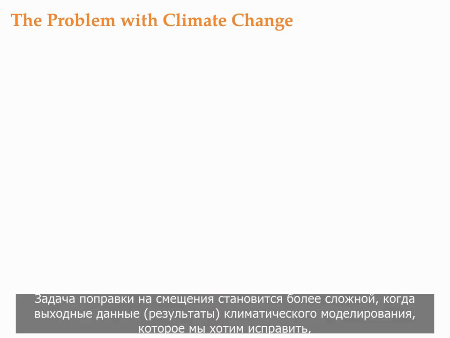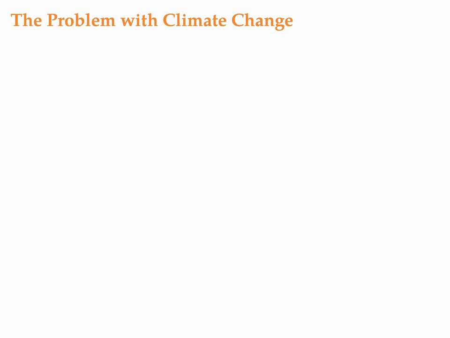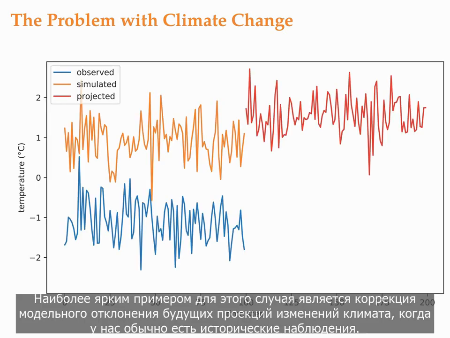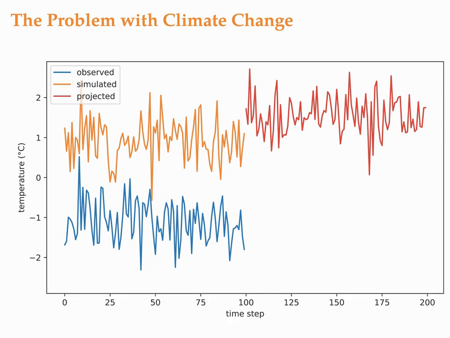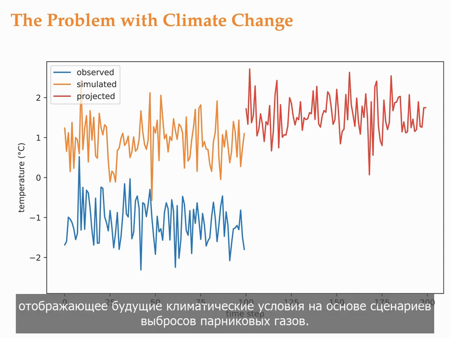The task of bias correction becomes more challenging when the climate model output we wish to correct represents climate conditions that we have no observations for. The most prominent example for this case is the bias correction of future projections of climate change, where we typically have historical observations, a climate model simulation representing historical climate conditions, and a climate model simulation representing future climate conditions under some greenhouse gas emissions scenario.